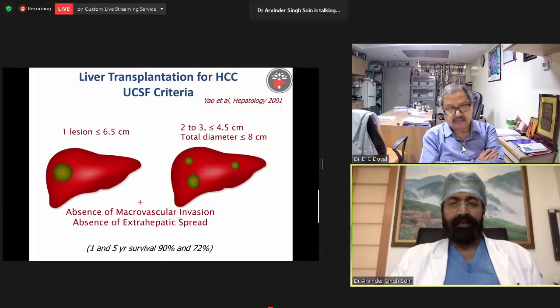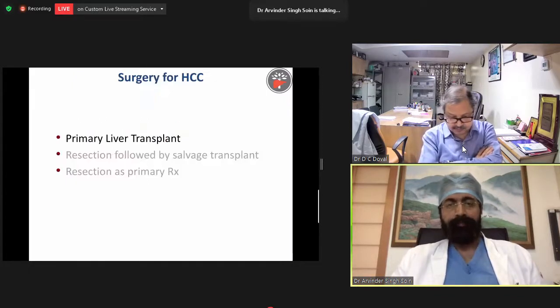Now, these are standard UCSF criteria propounded about 20 years ago by Yao et al. from San Francisco. And it basically means less than 6.5 centimeter single lesion or up to 3 lesions, each less than or equal to 4.5 with total diameter of less than 8 and absence of macrovascular or extrahepatic spread. And these kind of patients, if they are transplanted, give a 1 and 5 year survival of 90 and 72%.